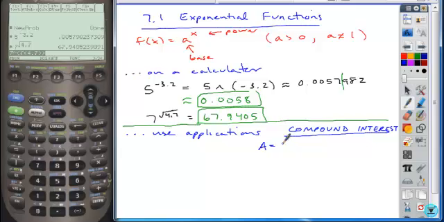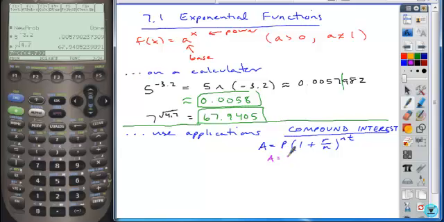A, your ending amount, is equal to P, the principal value or the initial investment or amount, times the growth factor 1 plus R over N, to the power of N times T. Okay, so let's talk about what each of these variables mean, and then we'll put it into a problem and work through it.